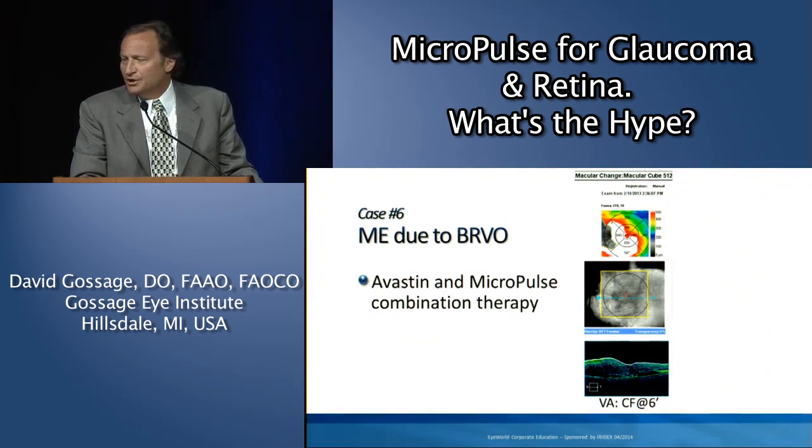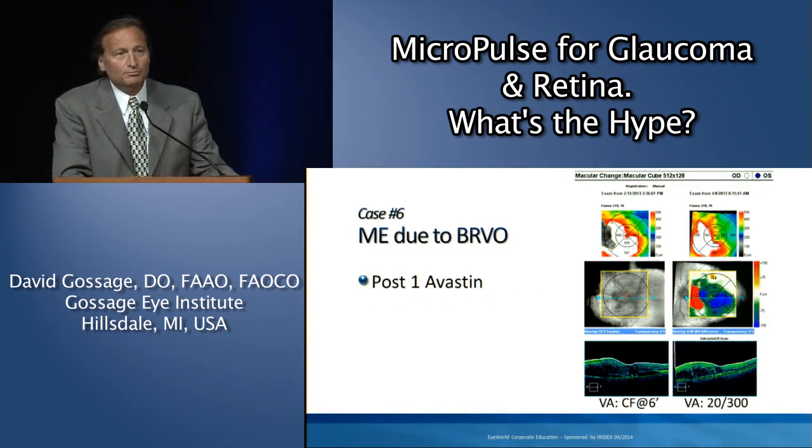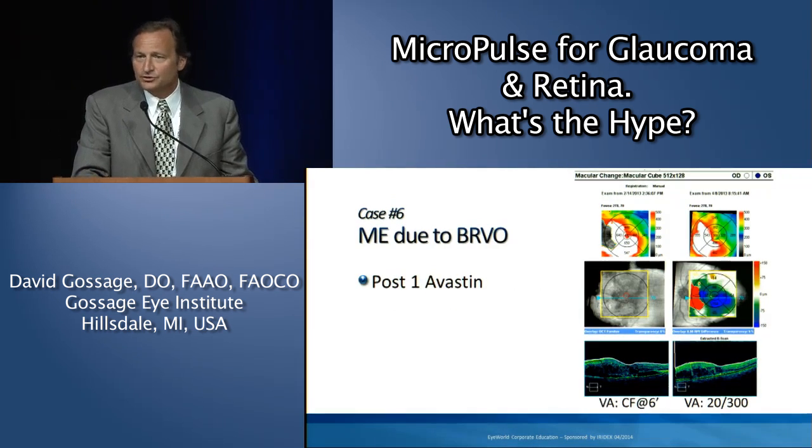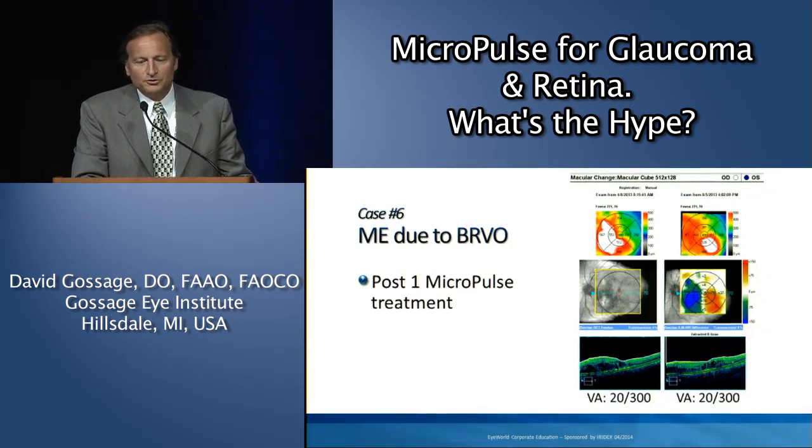Here's one with a combination of using Avastin along with MicroPulse and combination therapy. This is a patient with a branch vein occlusion, markedly edematous, and visual acuity of count fingers at 6 feet. Patient had Avastin injection. We can see improvement of the edema. Visual acuity actually improved from count fingers at 6 feet to 20/300. However, we still see a marked area of edema that's still present. So the patient underwent MicroPulse treatment, and here we are after the first MicroPulse treatment. We can see some of the edema resolving.